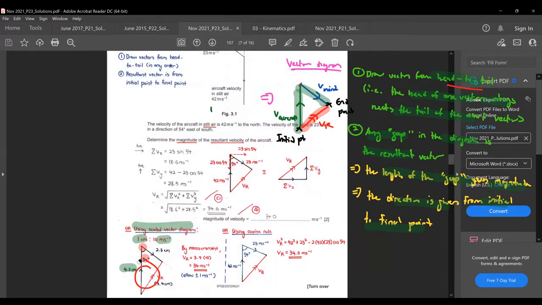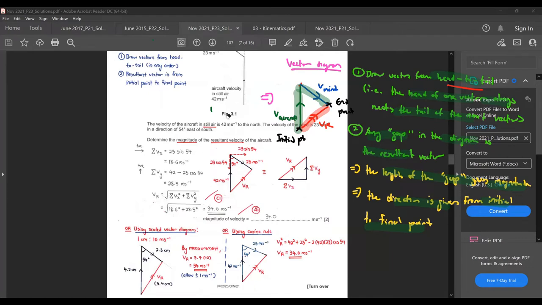Okay. Yeah, so once you draw a scale vector diagram, just take a ruler, draw this line here. Indicate the direction also from your initial point to your final point. Measure the length. The length, if you follow my scale, you're going to get the answer as 3.4 centimeter. So if 1 centimeter is 10 meter per second, just take 3.4 times 10, you're going to get the answer as 34 meter per second. So this is using scale vector diagram.